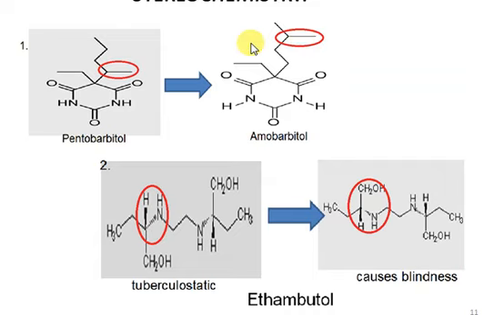So this change in isomerism, this is not stereochemistry actually, this is basically the position isomer. This is an example of position isomer. So by changing the position of this methyl group, the biological activity is enhanced. So this amobarbital is more potent than this pentobarbital. So here is an example of change in stereochemistry, right?